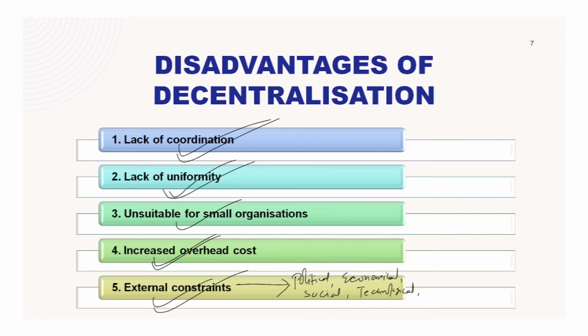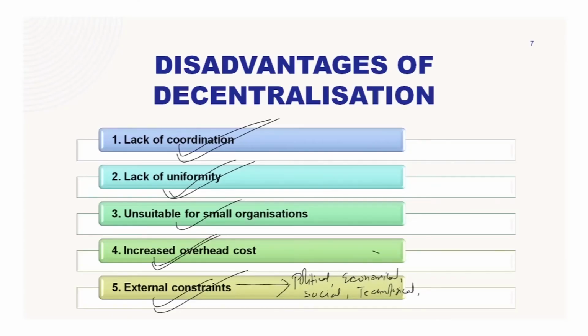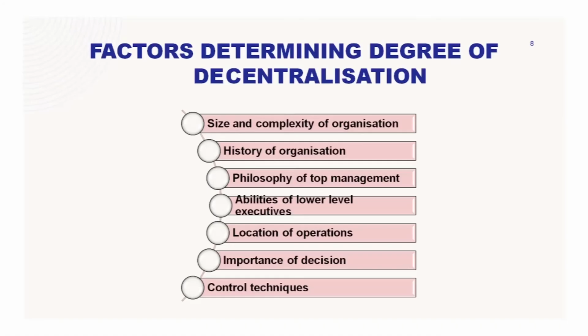Okay, so these are some of the external factors which could influence the decision, and the supervisory level may not be capable enough to deal with these kinds of external factors. All right. So with this we have discussed the disadvantages, and the last slide is with respect to the factors which determine the decentralization or the centralization within the organization.